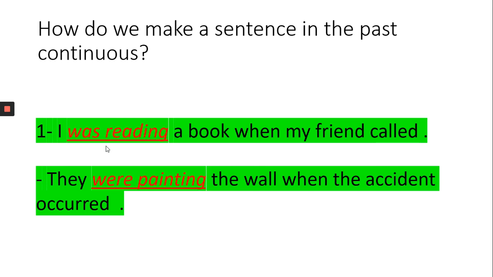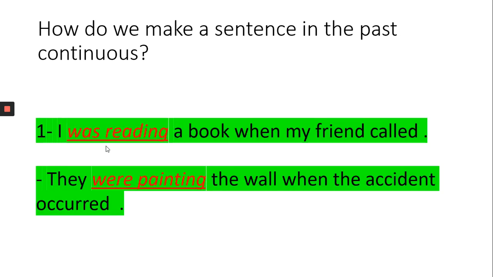So two actions in the past. One of them was continuing and the other interrupted it. They were painting the wall when the accident occurred. So as you see, we can form the past continuous by looking at the subject and choosing the correct verb, was or were, plus verb 1, infinitive form, plus ing.